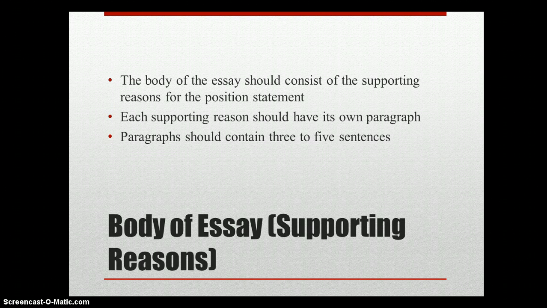All right, the body of your essay, your supporting reasons. So in the last example, you saw as the writer, I outlined exactly what my body would be about. And so the body of your essay should consist of those supporting reasons for that position statement. And each supporting reason should have its own paragraph or its own paragraphs, depending on how long it takes you to flesh out that supporting reason. They should also be concise.